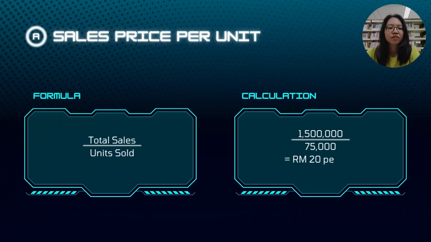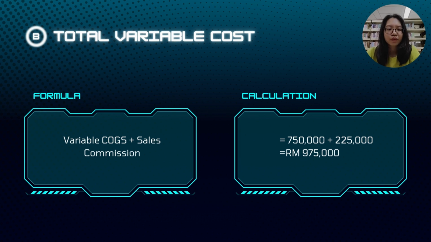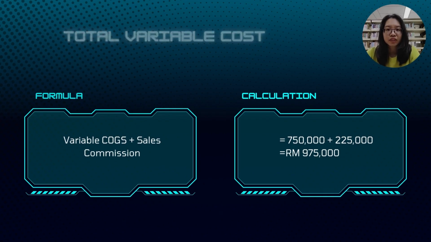First, we calculate the sales price per unit. We will use total sales divided by units sold, and we will get RM20 per unit. The next one, we calculate total variable cost. We will use variable cost of goods sold plus sales commissions, and at the end, we will get 975,000.